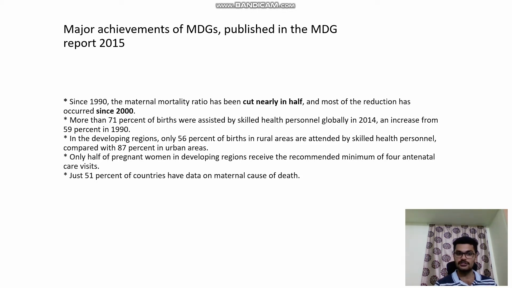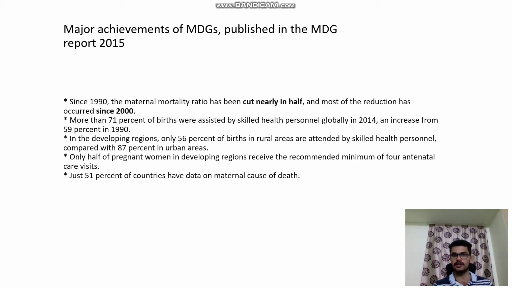In developing regions, only 56% of the births in rural areas are attended by skilled health personnel, compared to 87% in urban areas. There's a huge gap there between urban and rural. Similarly, only half of the pregnant women in developing regions received the recommended minimum of 4 antenatal care visits. Antenatal is pre-birth, wherein a healthcare professional comes and visits, which was actually set to a minimum of 4.